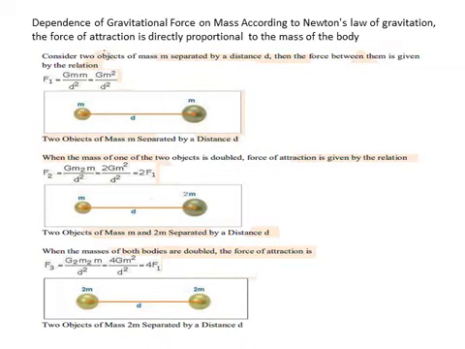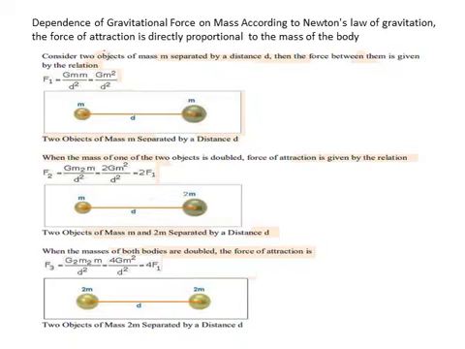So here we take it as F2. F2 is equal to G into m into 2m divided by d square. So when you simplify, you get 2G m square by d square. When you compare it with the first one, what happens to the force? The force is also doubled. So we can conclude, when the mass of one of the bodies is doubled, then the force is also doubled.